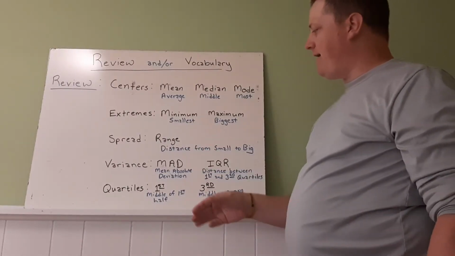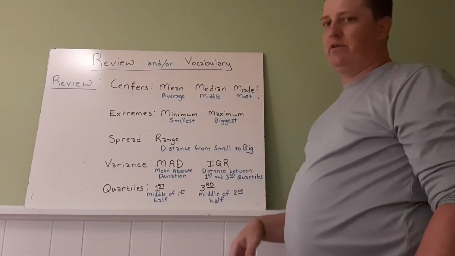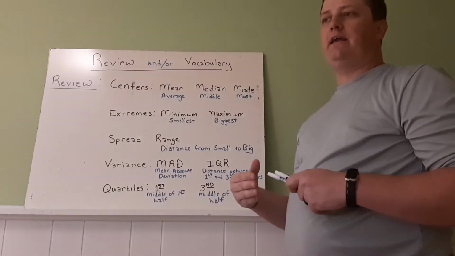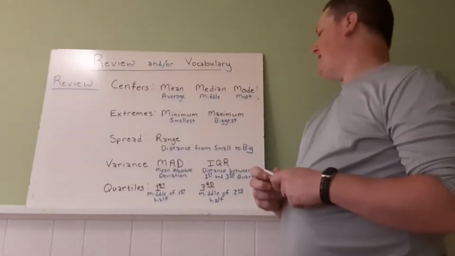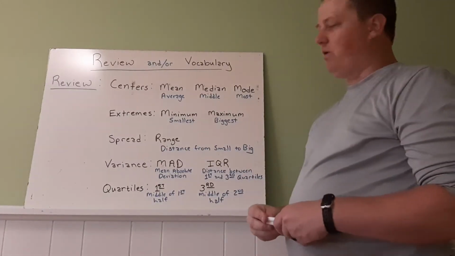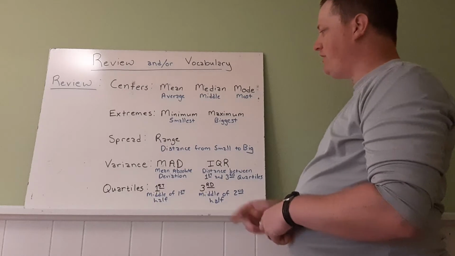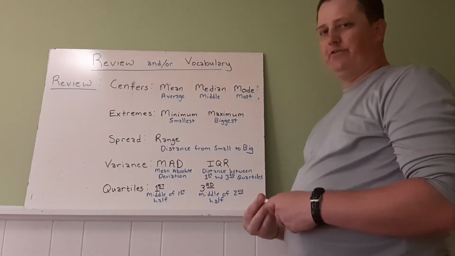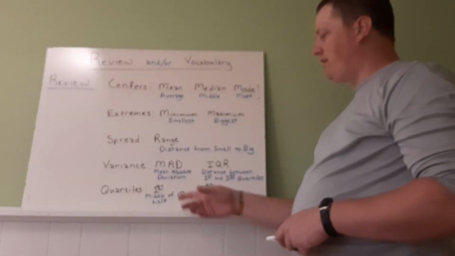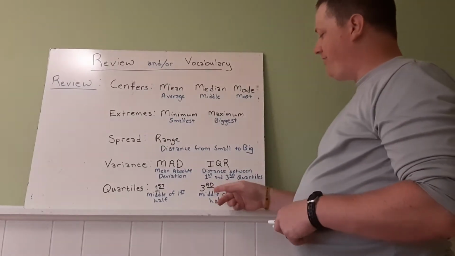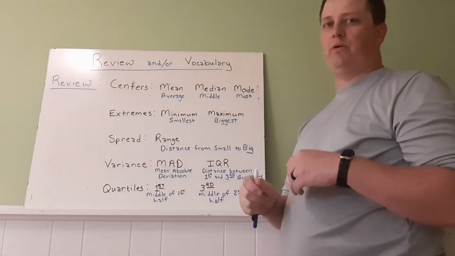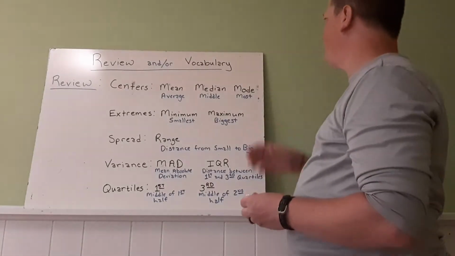Variance. Variance is how quickly or how far it moves. So we have the MAD, which is the mean absolute deviation. That one's a little bit trickier, so we're actually going to use the spreadsheet to find that for us. We also have the IQR, which is the interquartile range. It's like the range. It's the distance between the first and third quartiles. If you forgot what the quartiles are, the first quartile is the middle of the first half of data, and the third quartile is the middle of the second half. So if we cut the data into two parts, we're finding the middle of each.